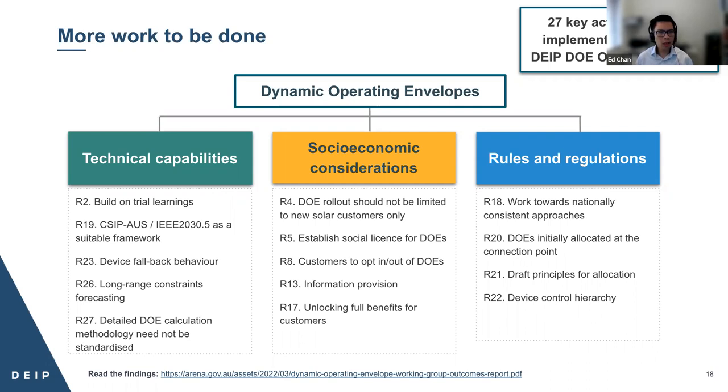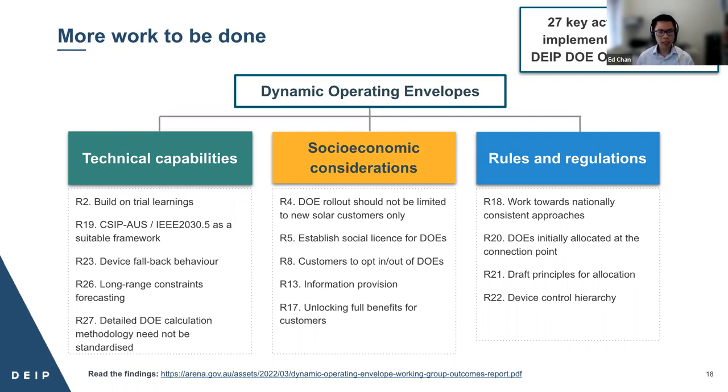It's also important that we consider what the potential fallback behavior is. So if we do lose comms, what should the device do? And the remaining two are talking about long range forecasts. So if we can provide consumers, and market participants in this case, with what the long range constraints are, that will help them look at their investment and how they operate their own devices as well.